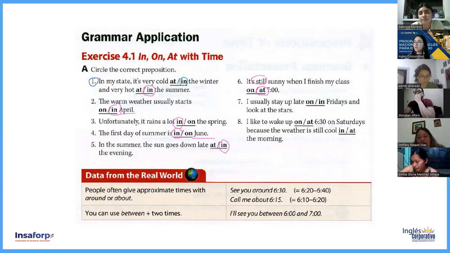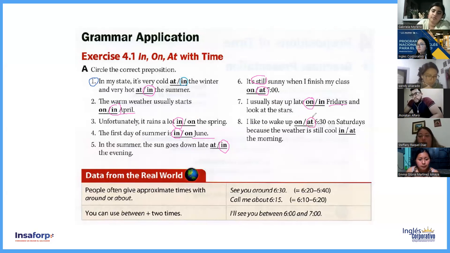The next one, Roxana, number seven. I usually stay up late on Fridays and look at the stars. On Fridays, very good. Okay, the next one, Wendy, the last one. I like to wake up at 6 on Saturday, because the weather is still cool in the morning. Perfect, Wendy, excellent.